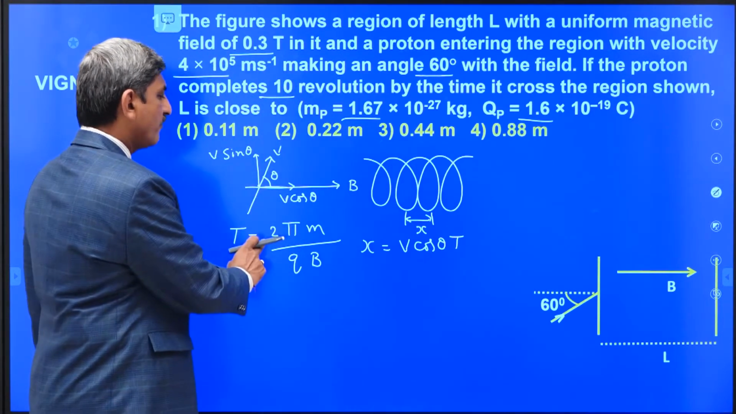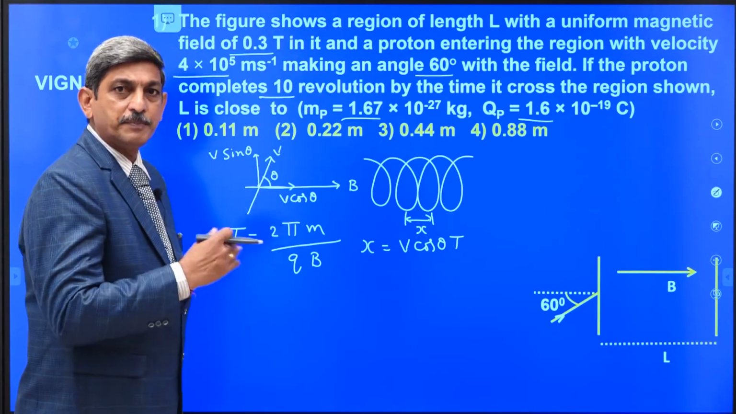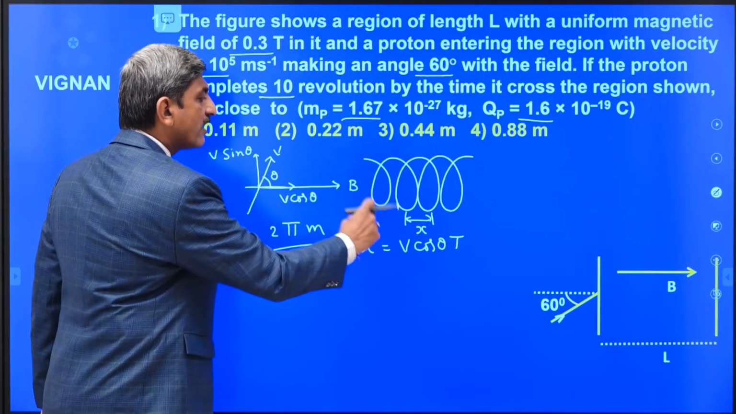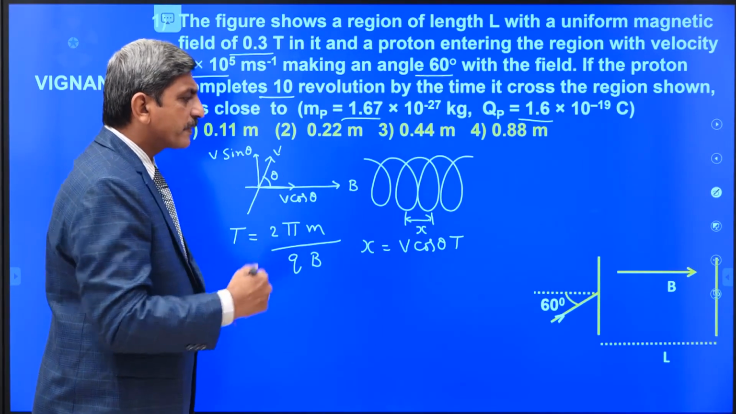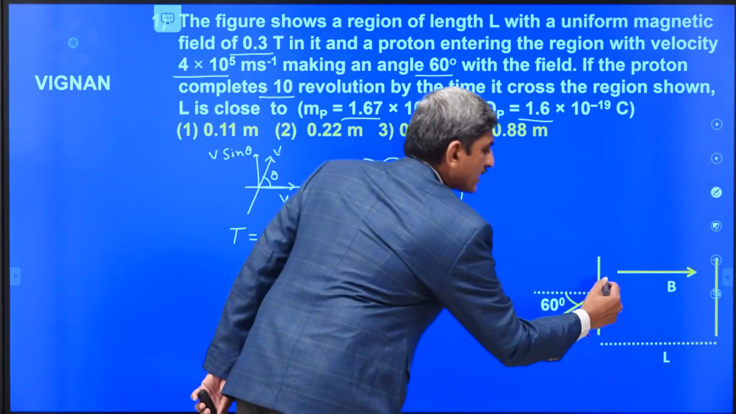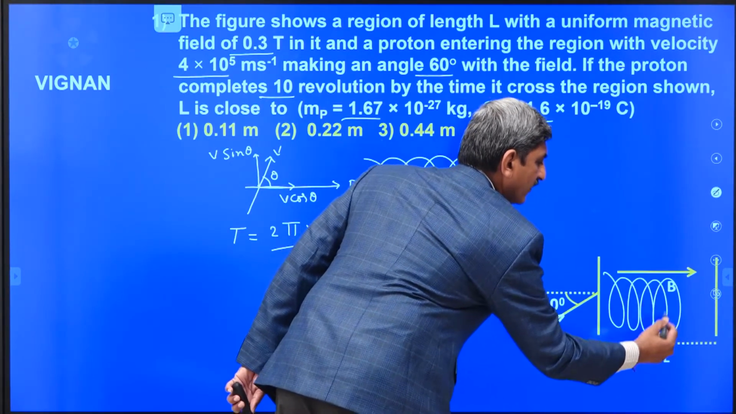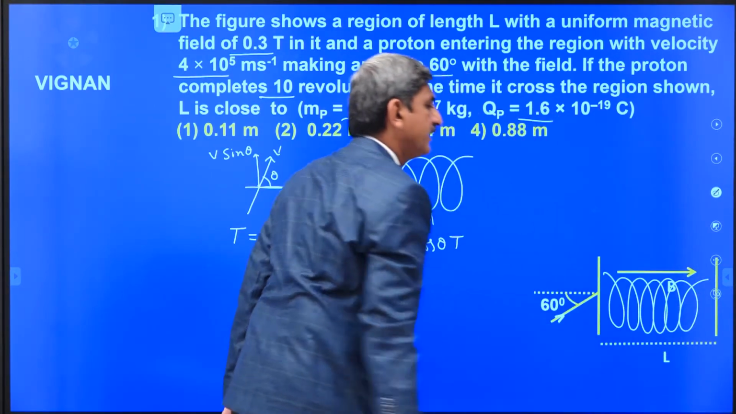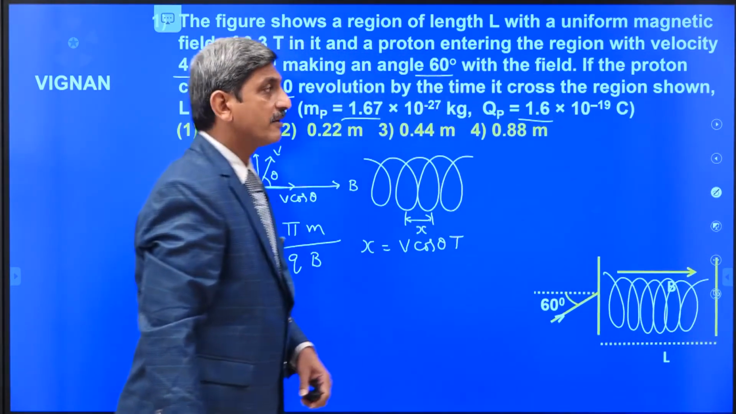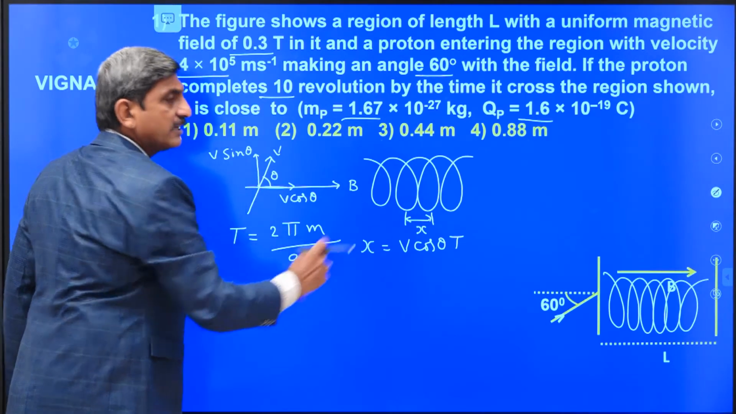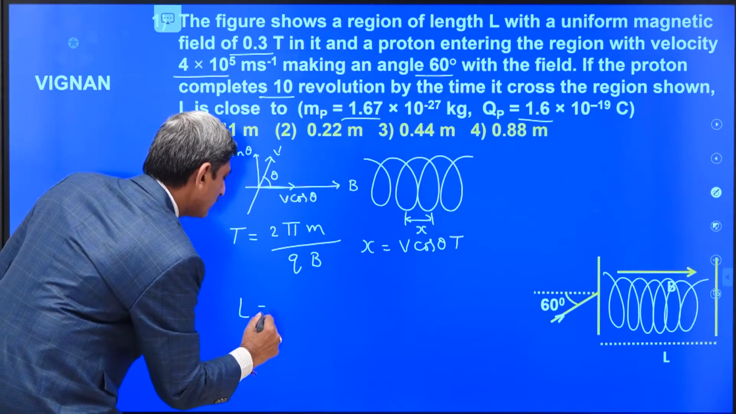Now, this is the formula for the time period of the rotation. This is the formula for the pitch of the rotation, that is the distance advanced by the particle for one rotation. Here in this problem, it is given that the particle completes 10 revolutions as it passes through the given magnetic field. That's why the length of the magnetic field is 10 times the pitch of the rotation. So we can write L is equal to 10x.